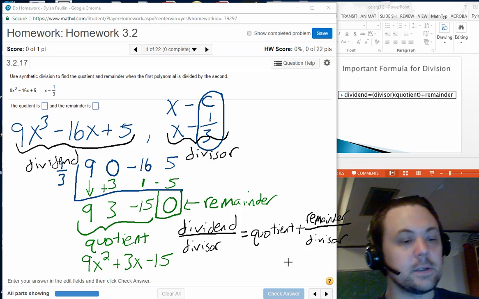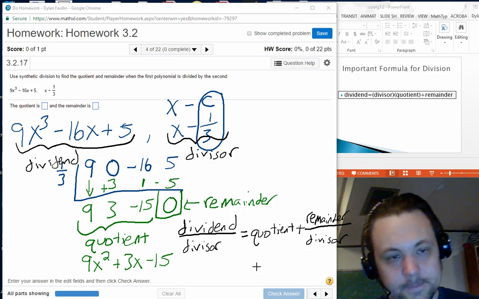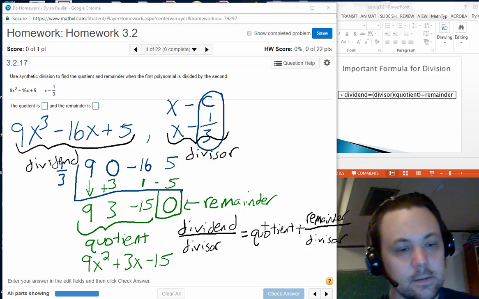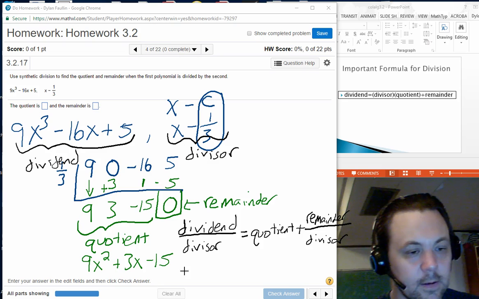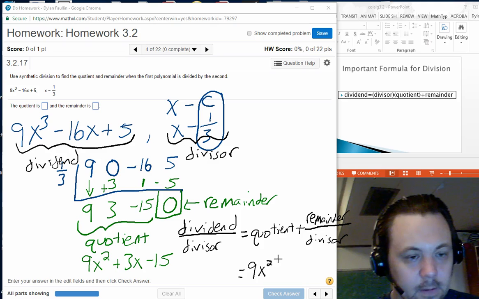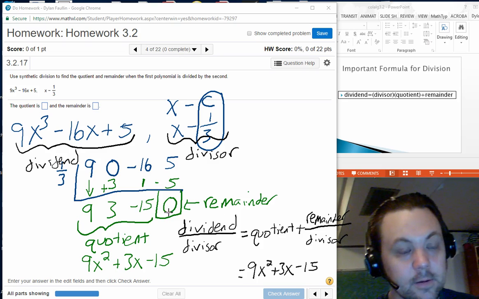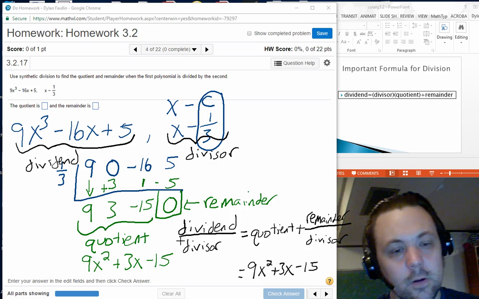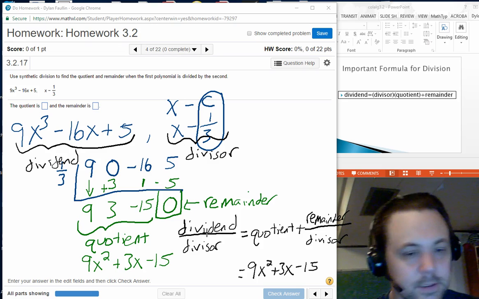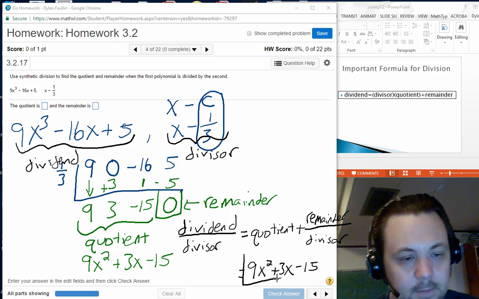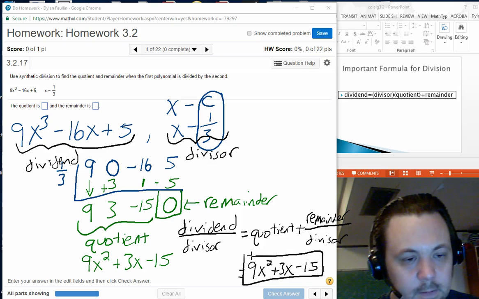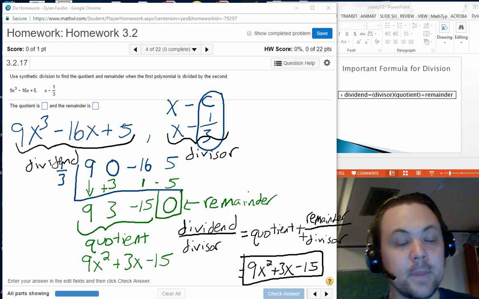All right, so every division problem has this structure to it. And so in this case, we have our quotient, which is the 9x squared plus 3x minus 15 plus the remainder, which for our example here is 0. So that fraction will just go away. We get 0 over x minus 1/3, which is going to be 0. So this is all you need to type in for your answer this time. If there was a non-zero remainder, we'd have this extra fraction here.